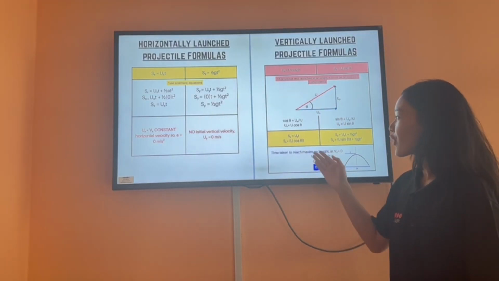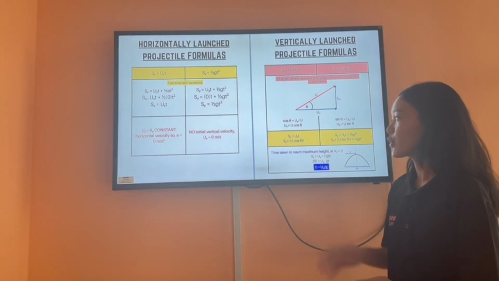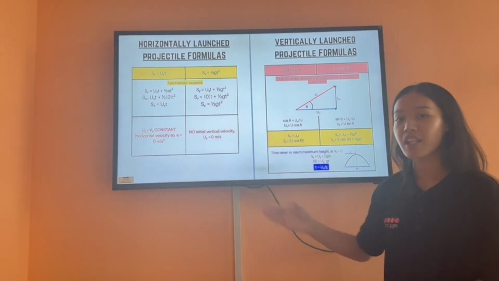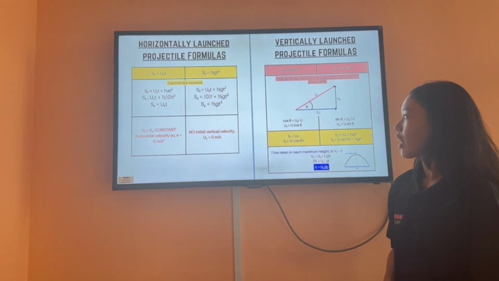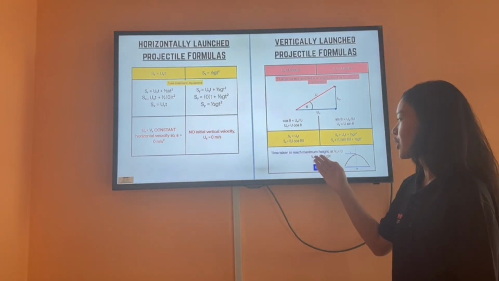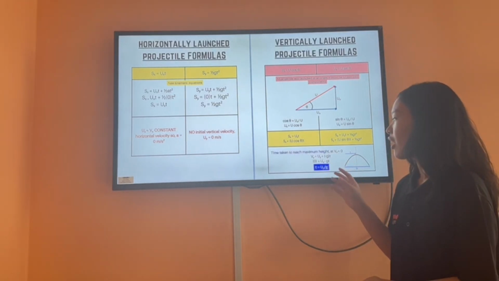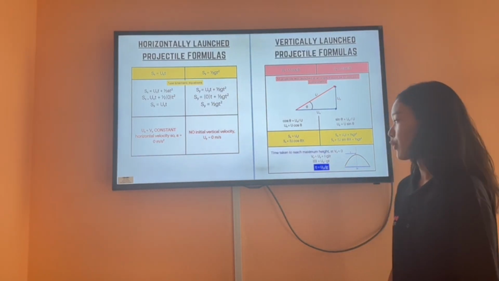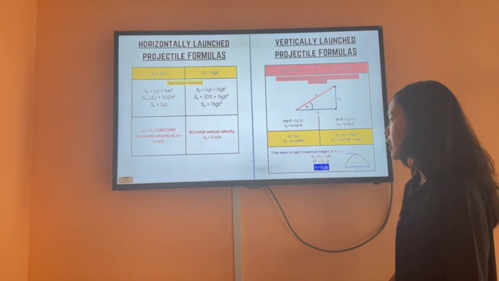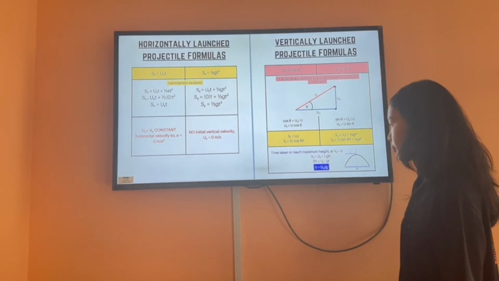Next, for the horizontal and vertical displacement, we can find them using the kinematics equations, just like how we did for horizontally launched projectiles. However, we can also find the time taken to reach maximum height. We can find this by using one of the kinematics equations that we have learned, which is final velocity equals initial velocity plus negative g times t.